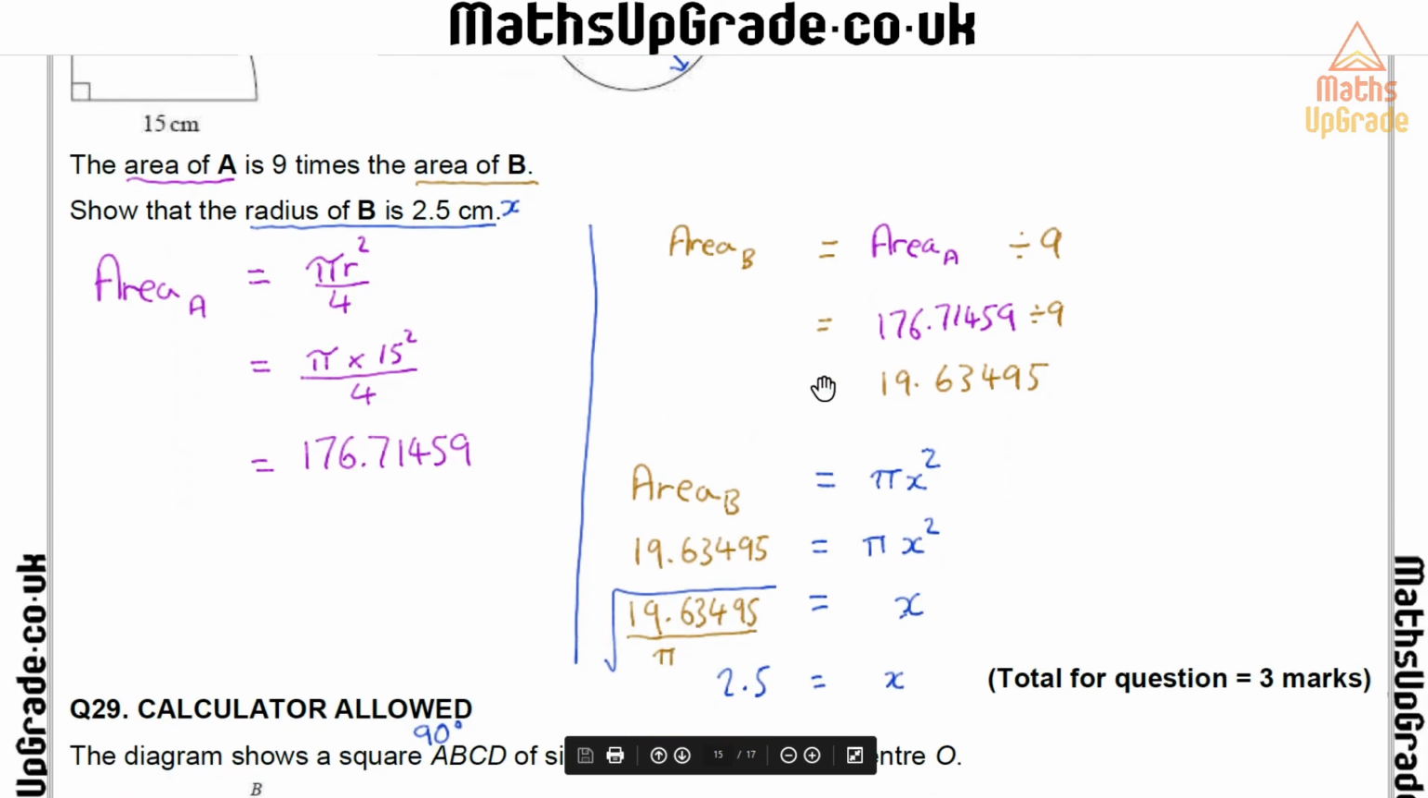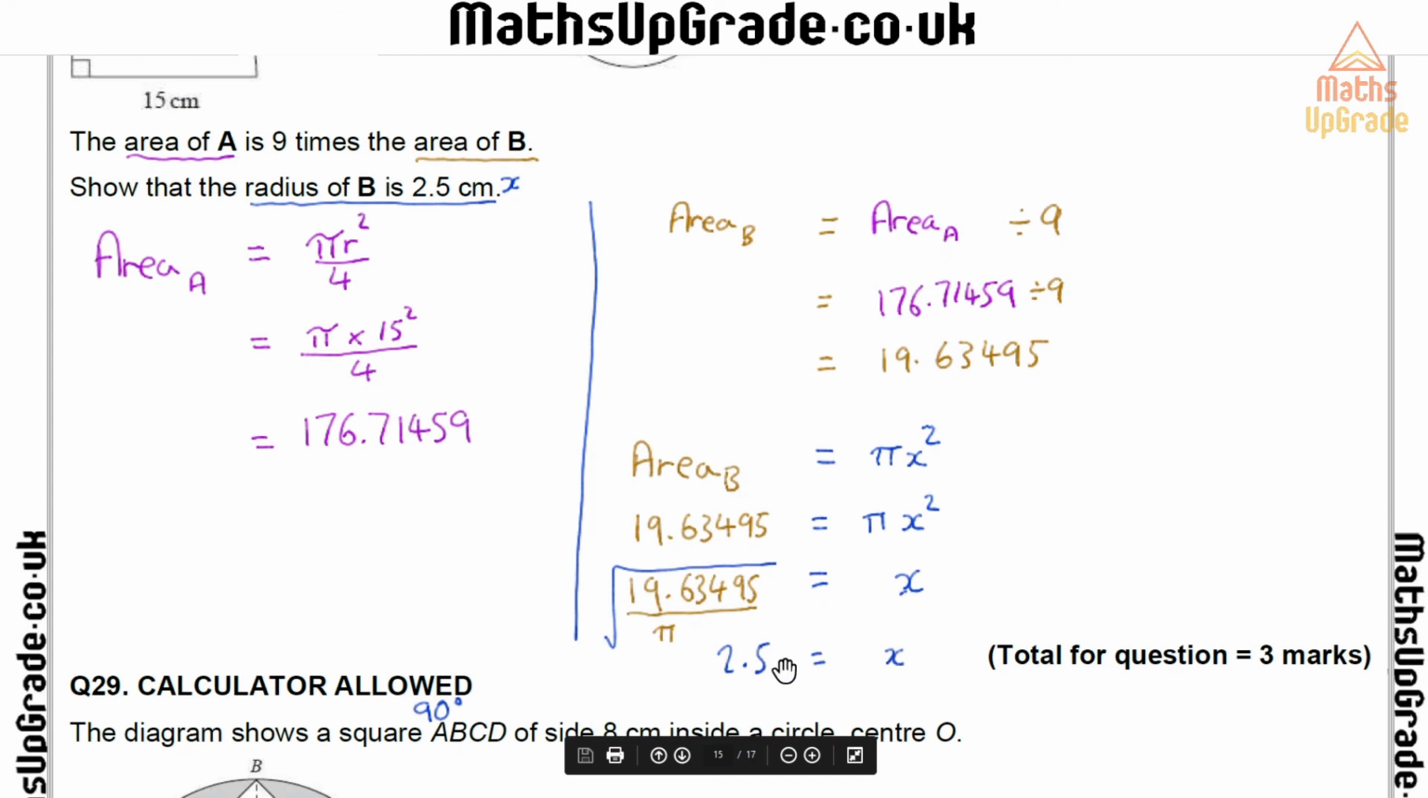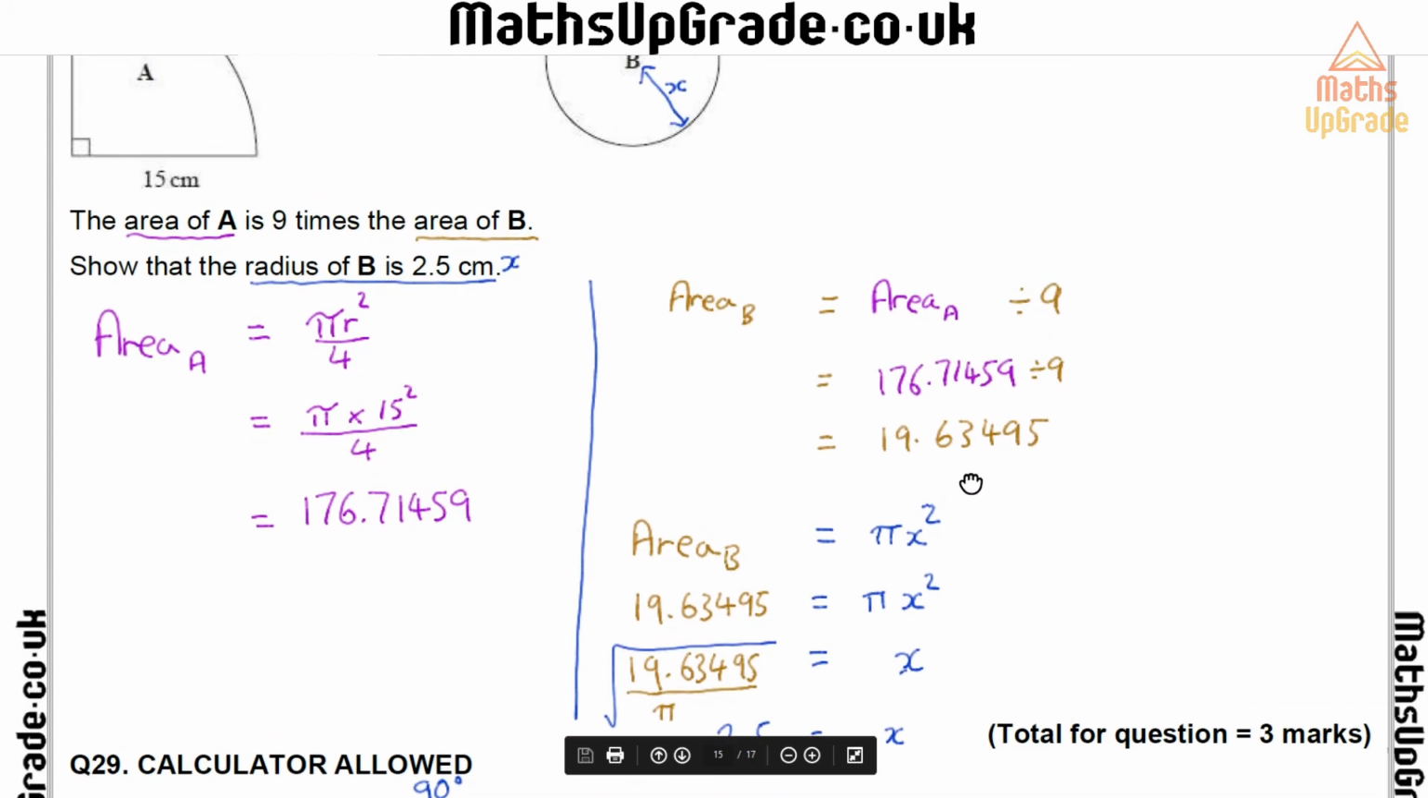Now, this is the area of B, but the area of B is also given by pi times radius squared for a circle. Since the radius I'm using is the letter X, I've got pi times X squared. If I then substitute in the area that I've just worked out, and rearrange this formula to make the radius X the subject, I end up with 19.63 divided by pi, then square rooted, which gives me exactly 2.5. So that question there is worth 3 marks.